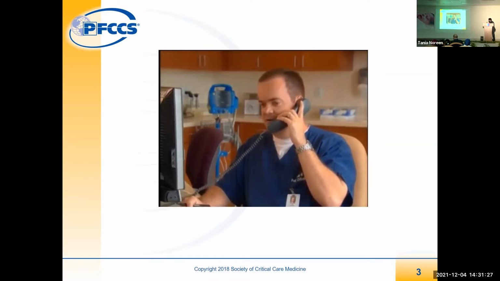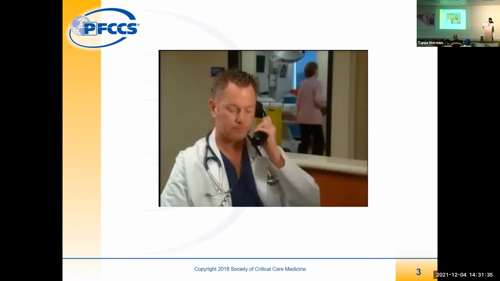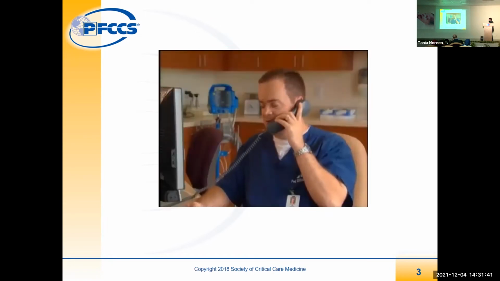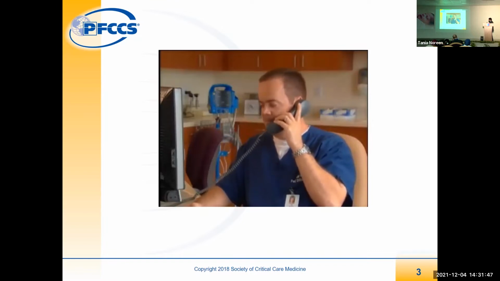And once that's done, start with 20 cc's per kilogram of either normal saline or LR. And if his perfusion, heart rate, vital signs don't improve, I would go ahead and repeat that bolus one, if not two times, up to 60 cc's per kilo. And if that doesn't help, I would even consider starting some dopamine at 5 to 10 mics per kilo.